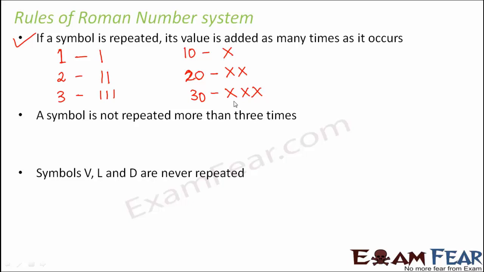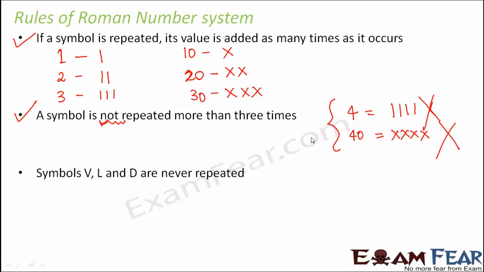So do you think that you can repeat this symbol as many times as you want? Let's say, how would you write a 4? Do you think that you can write a 4 like this, that is, you can repeat this symbol 4 times? You can't. Do you know why? That's because rule number 2 says that a symbol is not repeated more than 3 times. So 3 times is the maximum number of times you can repeat any symbol. So you cannot write 4 like this. You cannot write 40 like this. They do not follow rule number 2. Any symbol can be repeated only up to 3 times.